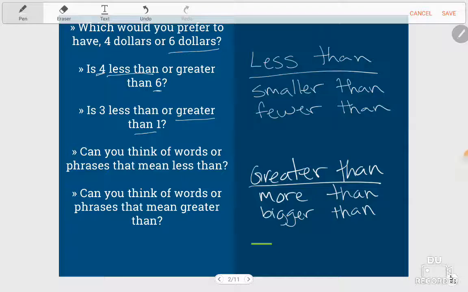These are words that could come up in word problems, and we need to know how to translate them into the symbols for less than and greater than. All right, so all you really need is these two things right here, with the different words. So that's what needs to be written down.